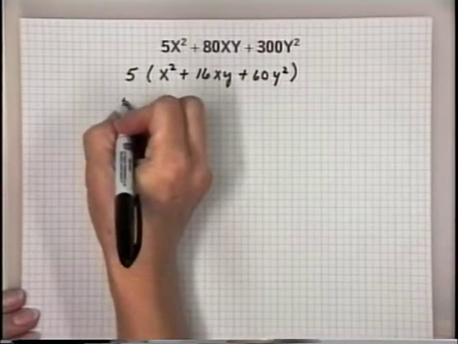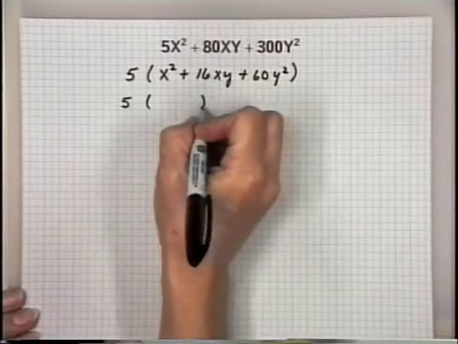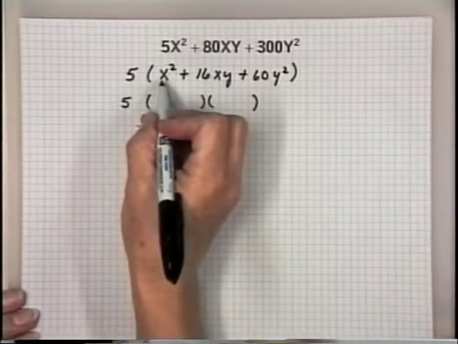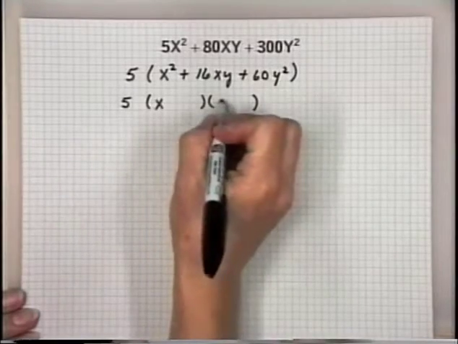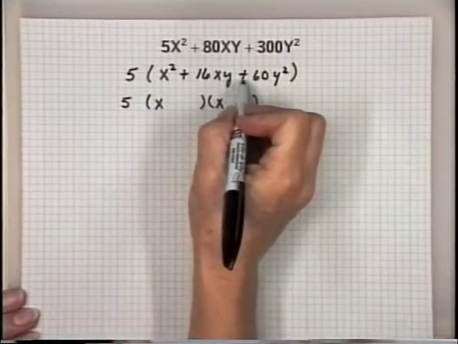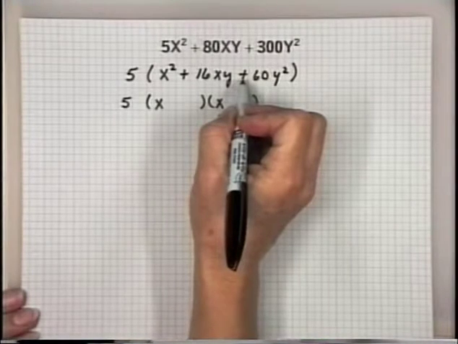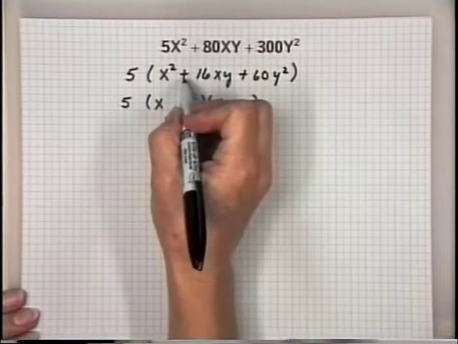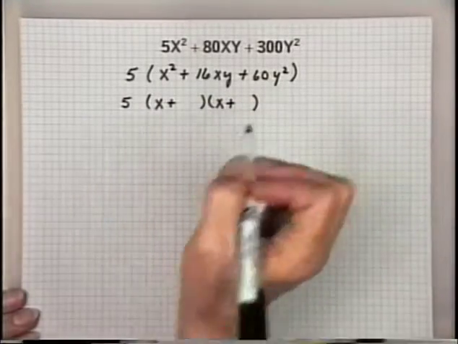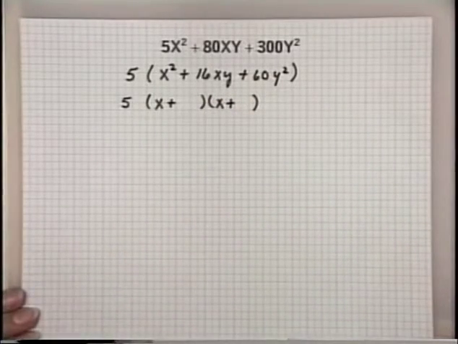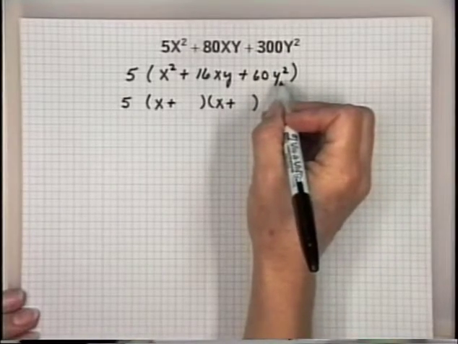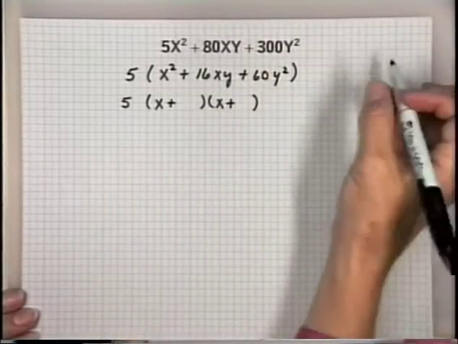Let's bring down this common factor of 5 and make some empty parentheses here. The only way to have x squared is to use the factors x times x. Since my third term is positive, I will have same signs. Both of those signs will be positive since my middle term is positive, so we may write those signs in. We need to use factors of 60y squared in these two positions.